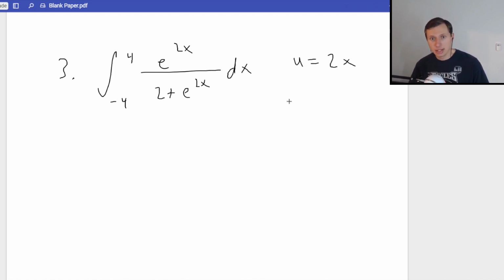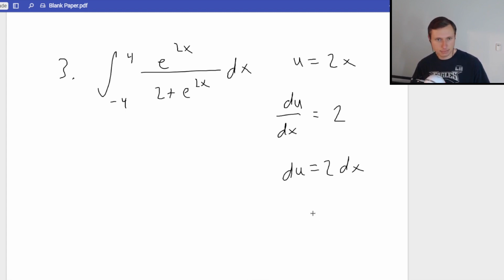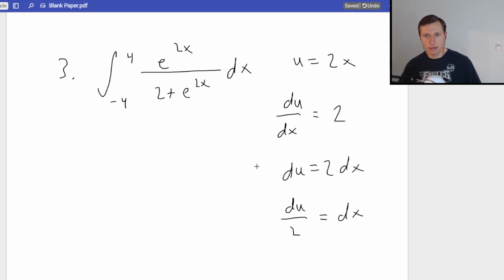Let's try it. du dx, the derivative, is equal to 2, well, just 2. Then du equals 2 dx. And now I'm going to say du divided by 2 equals dx. Everyone good so far? Great.